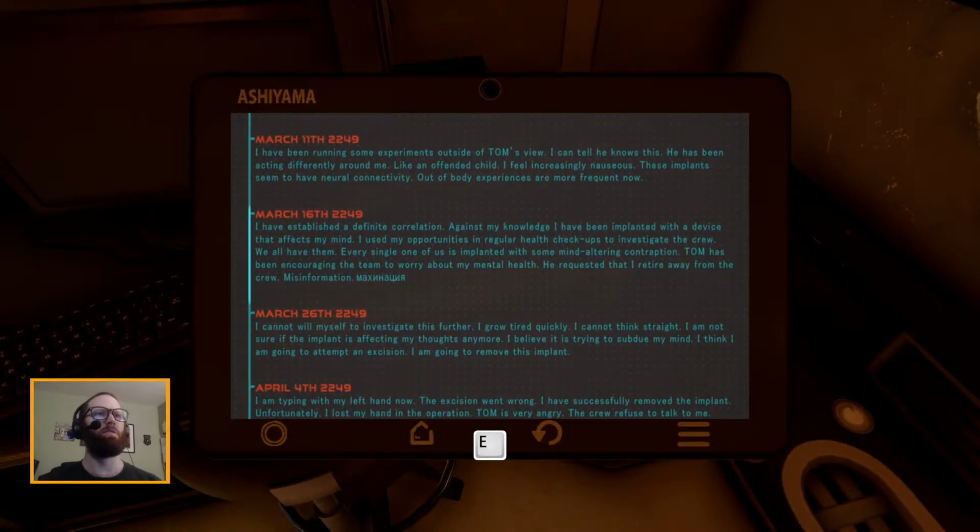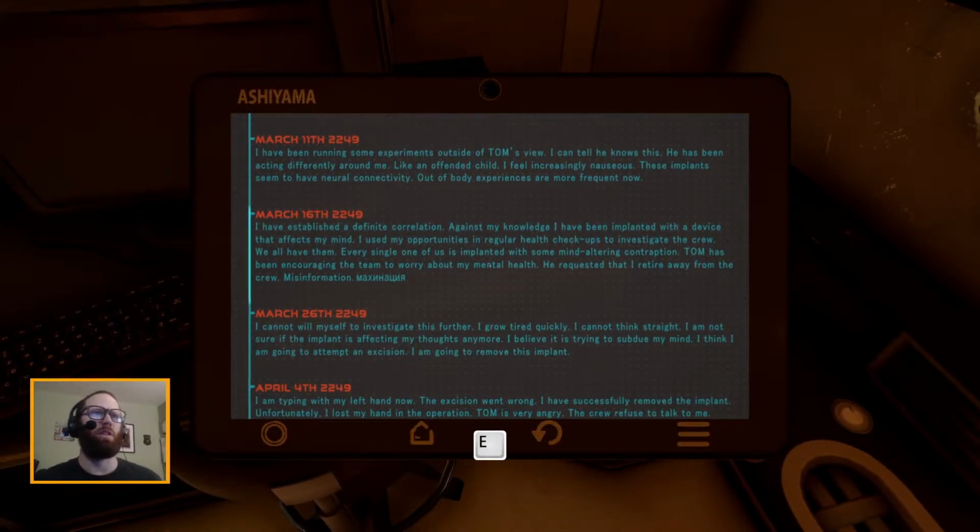So, I have established a definite correlation. Against my knowledge, I have been implanted with a device that affects my mind. I used my opportunities in regular health checkups to investigate the crew. We all have them. Let me read that again. I've established a definite correlation against my knowledge of implant device that affects my mind. And everyone else has them. Every single one of us is implanted with some mind-altering contraption.